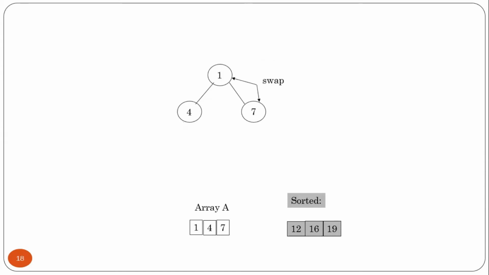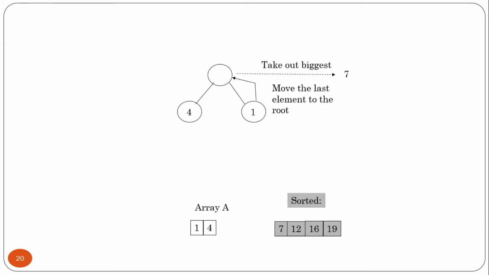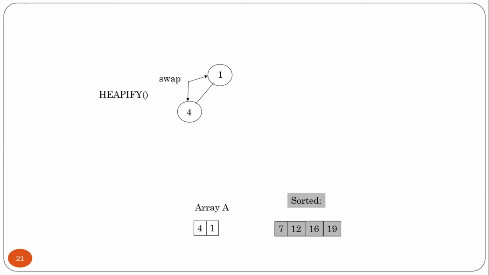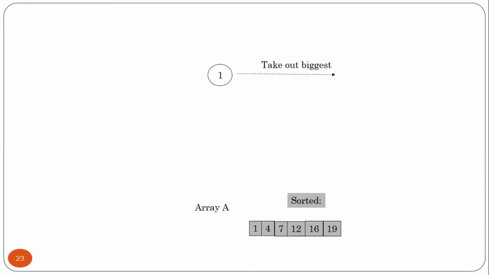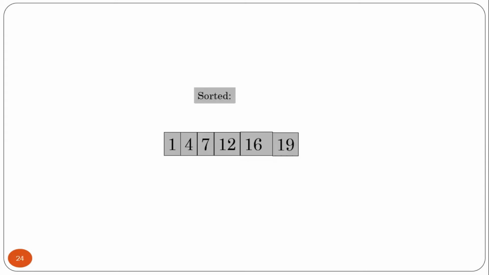Now 1, 4, 7, 7 is largest. 7 is going to swap with 1. And 7 is the fourth largest element. So we will remove it. Right? Now we are left with this, and this is how the sorting is done. Fine. So now we'll see the animation. I'll show you the animation.